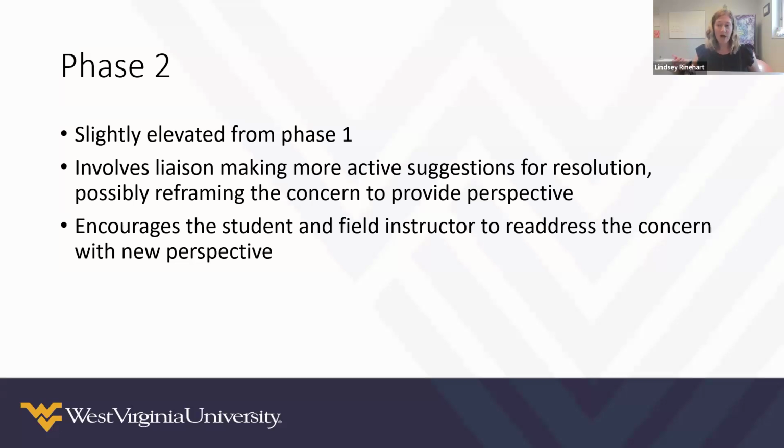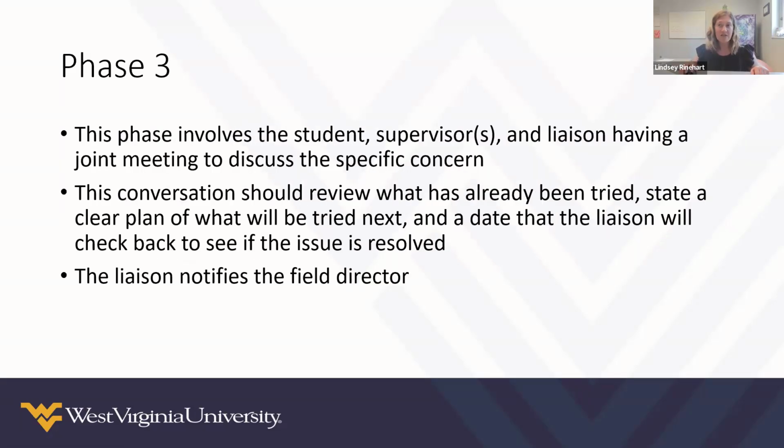At this point, we are going to talk more with the liaison. This is the person that's teaching the student's field seminar. This liaison might make some suggestions. They might reframe the situation to give some other perspective and encourage the student and the field instructor to readdress the concern with this new perspective in mind. Again, many times that will address the problem and things will be resolved. But if not, we move on to phase three.